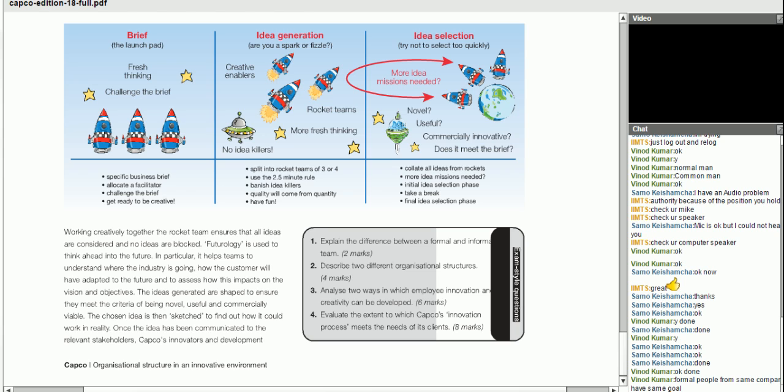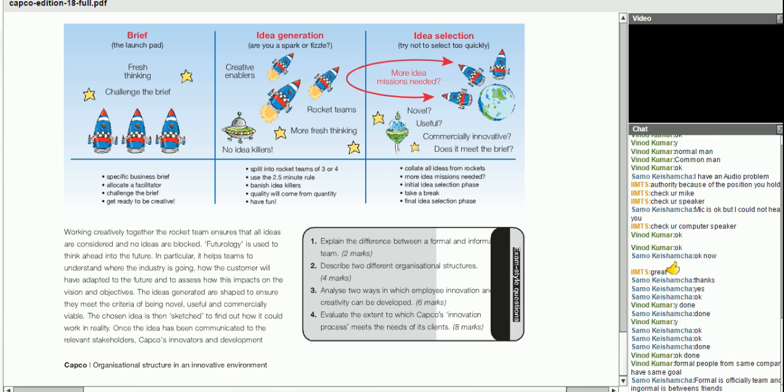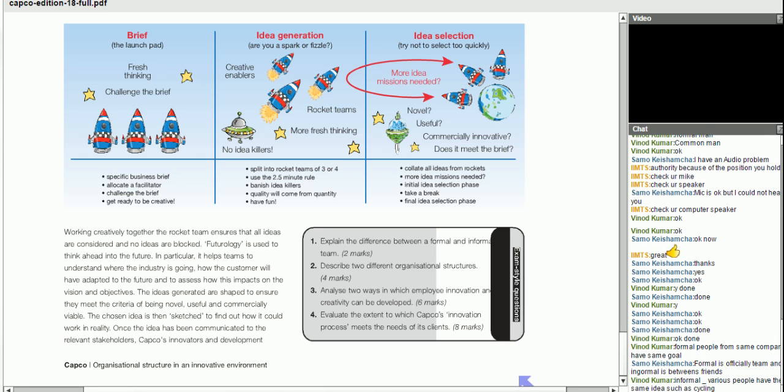What is an informal team? Formal is an official team and informal is between friends. Yes. The informal team example is when there is an event organized, so people from different departments come up for that.